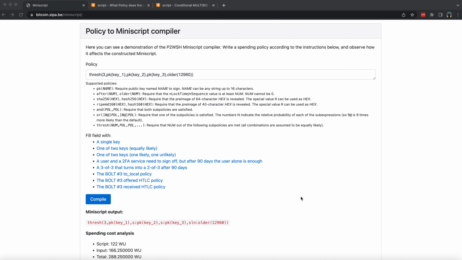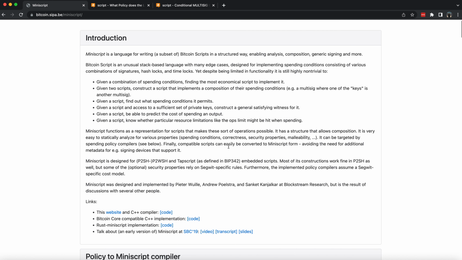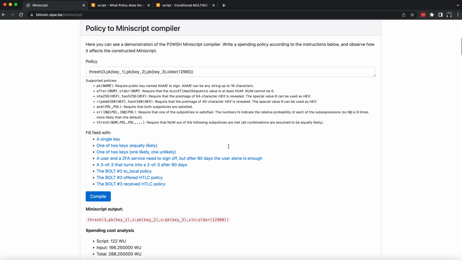Do an introduction to Miniscript and Bitcoin script, and one of the best resources for this is the bitcoin.sipa.be/miniscript site. On this site there's an introduction explaining what Miniscript is, and then here is the policy to Miniscript compiler. So I'll explain what policy, Miniscript and script is as succinctly as possible.